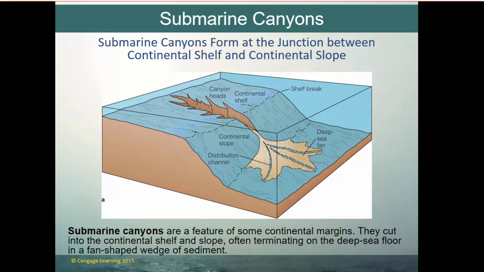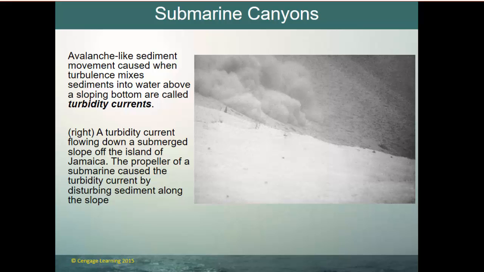They're features of some continental margins. You have to have water coming off the continent to have a submarine canyon. They cut into the continental shelf and slope, and they basically terminate with these deep sea fans out on the deep sea floor. And this avalanche is one of those turbidity currents that I was talking about.